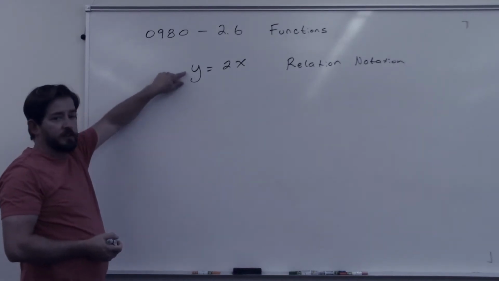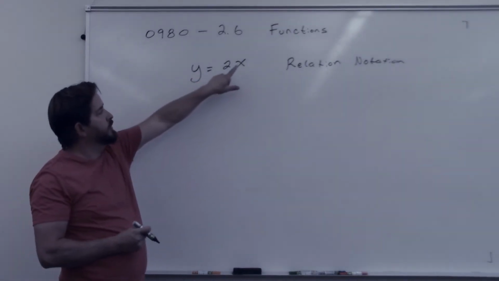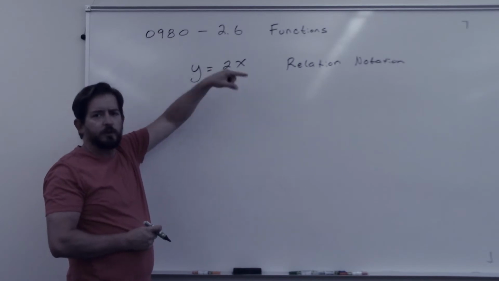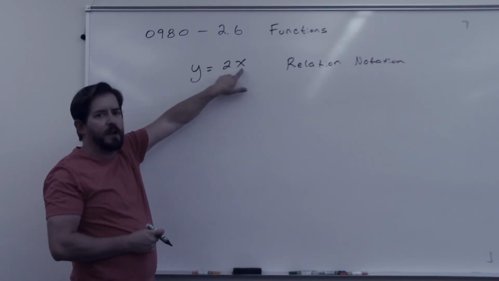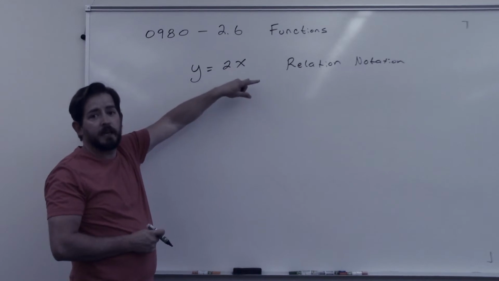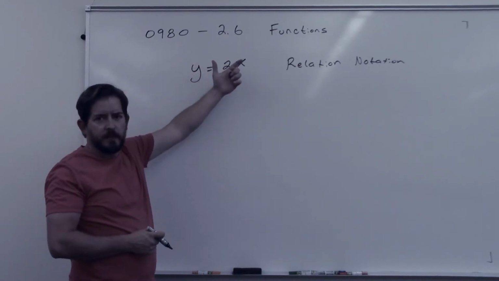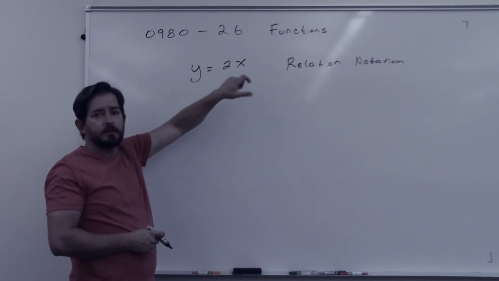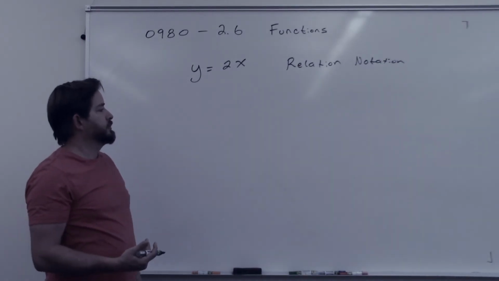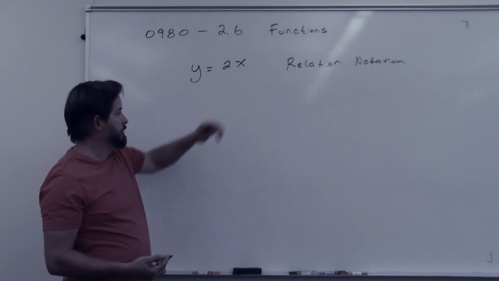This happens to be a function, though, because for everything that I put in for x, there's only going to be one answer. I can't plug in like 5 in here and say, well, it's 10 sometimes and something else some other time. No, it's 10 always, right? And that's the case for every number that I would put in here.